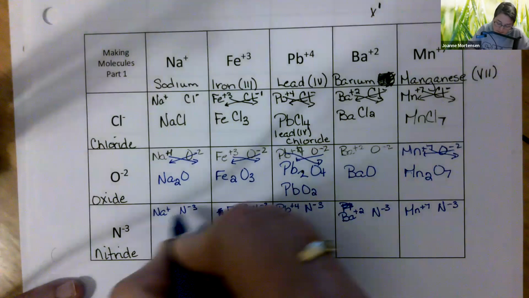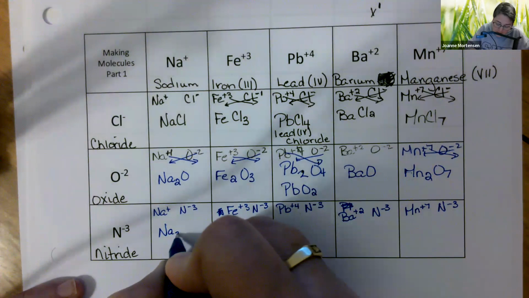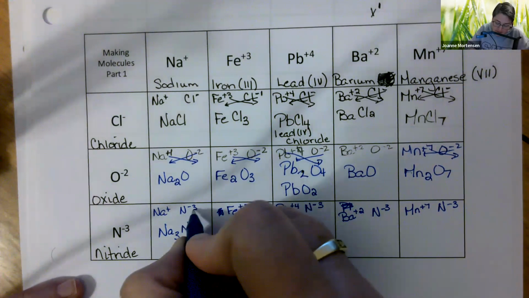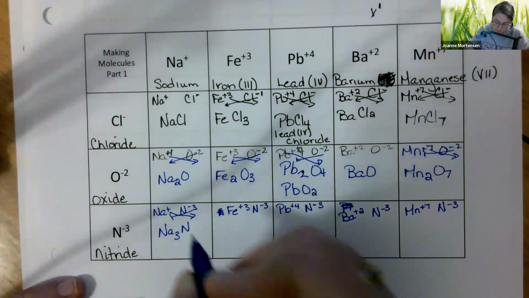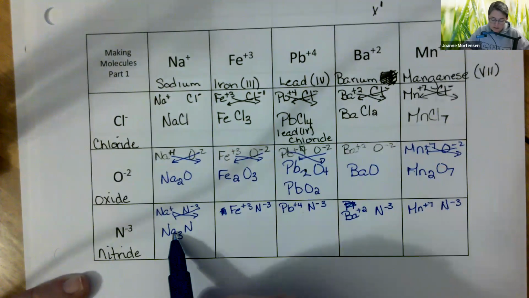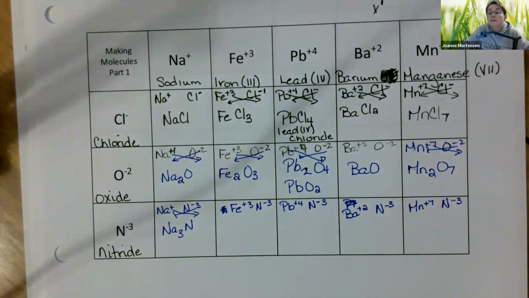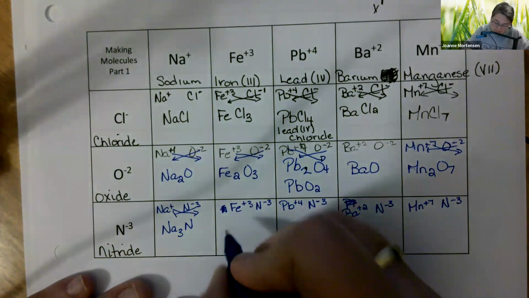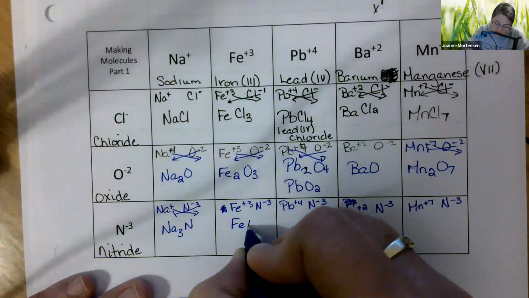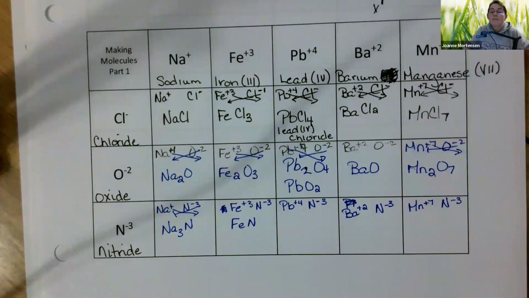So, Na3N, crossing the charges. Boop, boop. So this would be sodium nitride. How'd you do on this one? Done with the rule? I hope so. If there are matching numbers, Fe N, done.